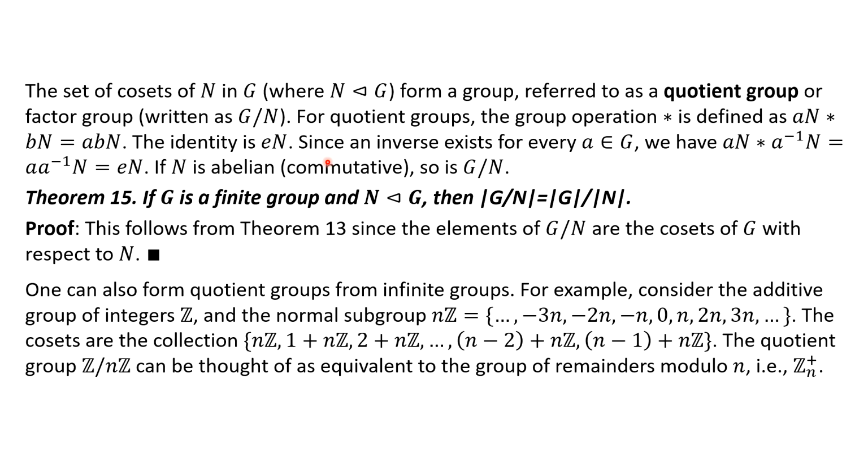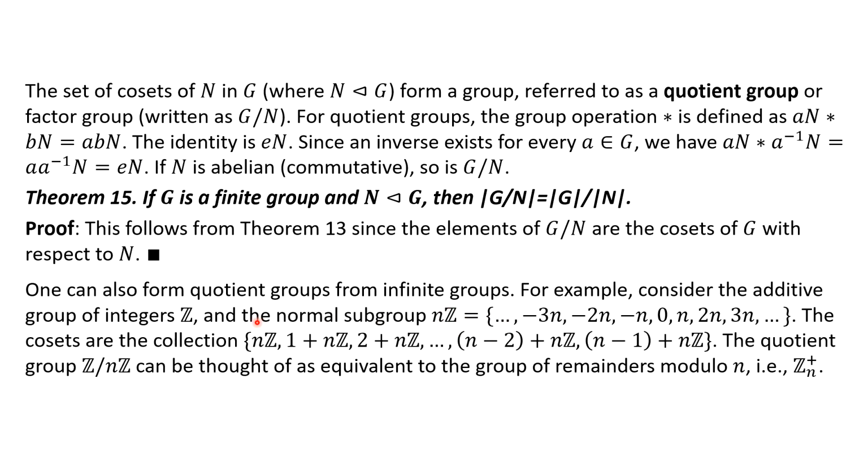We have a theorem here. If G is a finite group and N is a normal subgroup of G, then the index of this quotient group is just the number of elements in G divided by the number of elements in N. This follows from theorem 13, which we did a few slides back, since the elements of G/N are the cosets of G with respect to N. You can also form quotient groups from infinite groups, and I give you an example here.